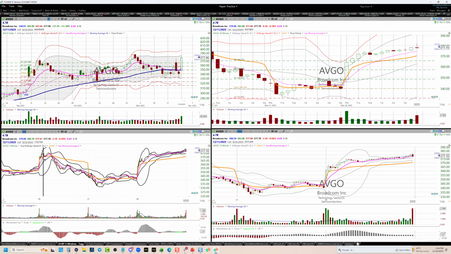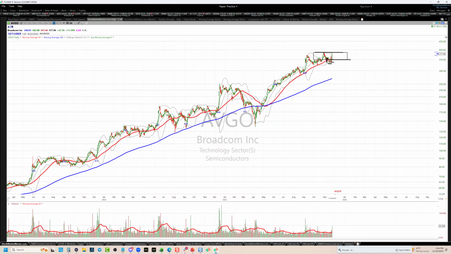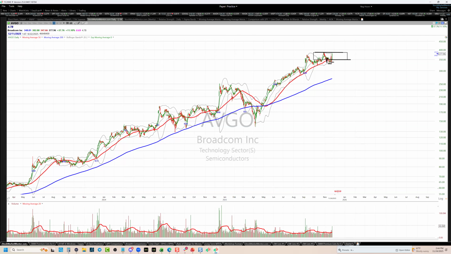This is what the stock looks like now. Let's get it to here. Probably going to see some resistance tomorrow right around 390, but I like the way this is shaping up.